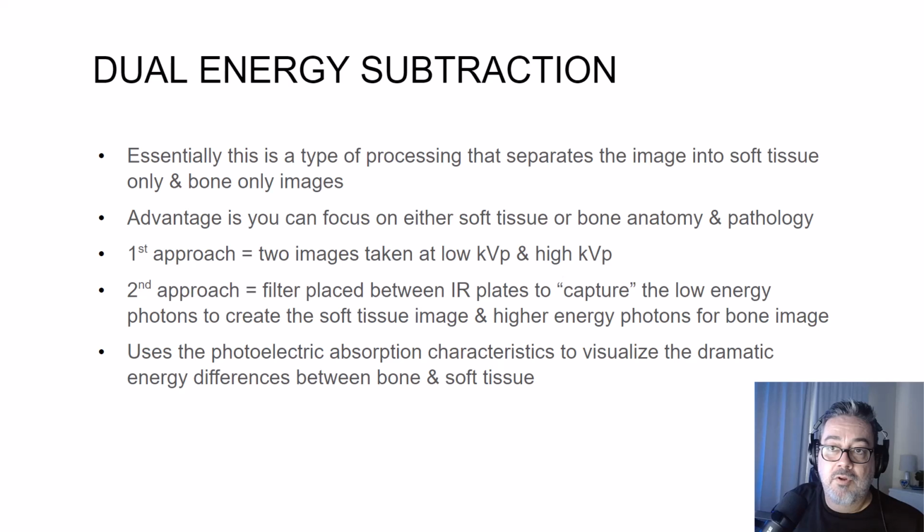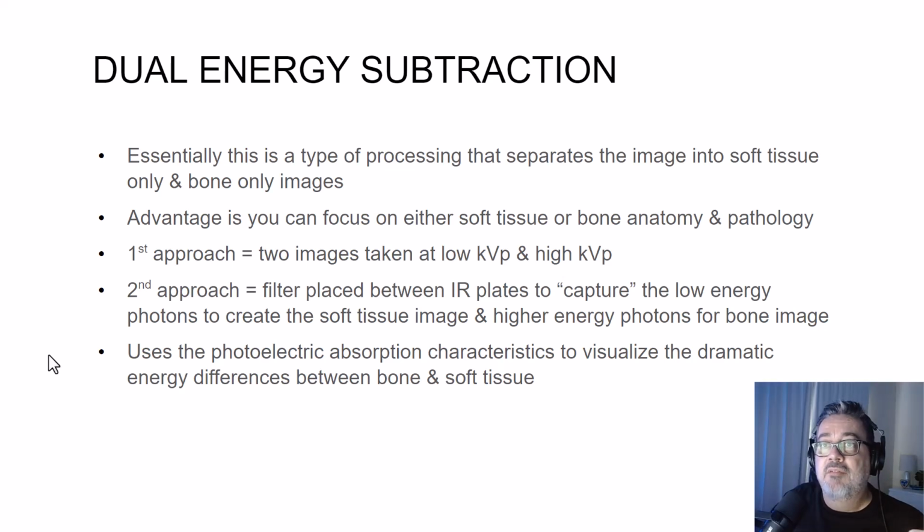The first approach uses 2 images taken at low kVp and high kVp in quick succession. The second uses a filter placed between two IR plates to capture the low energy photons to create the soft tissue image, and the high energy photons for bony detail, all with a single exposure. Both methods take advantage of the photoelectric absorption characteristics to visualize the differences between bone and soft tissue.